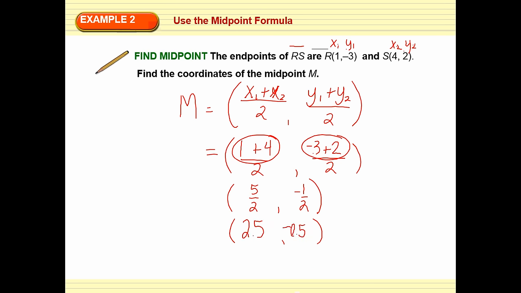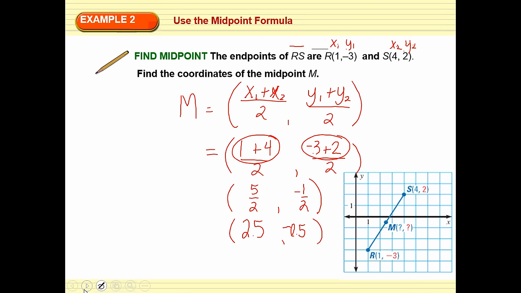So if we look at where those points started, and we were trying to find the midpoint in between them, if I show you a little graph here, that's where these 2 points, R and S, were located. And we tried to find the coordinates of this midpoint. We did it without even making a graph, because sometimes making the graph takes longer than it would just to find that midpoint. But we found a location that fits this description. Over 2.5, down a half. Yeah, that's the midpoint between those 2 points.